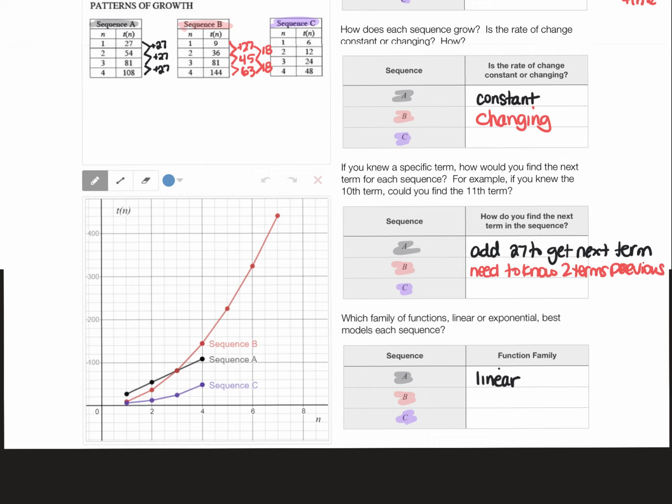And then what family of functions, linear or exponential, best models each sequence? I would say neither. This one is not linear or exponential. What you're going to find a little bit later is that it is a familiar family, but it's not linear or exponential.